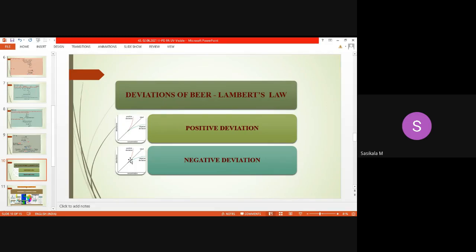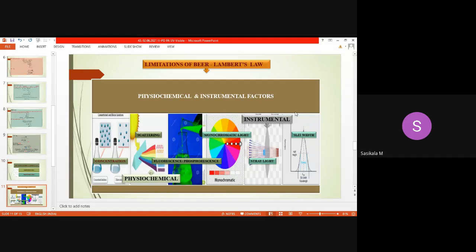So we need to find out at what concentration range the substance is linear. That concentration range only must be taken to plot the linear curve. If you know the positive and negative deviations, we can confirm the linearity of that substance. So this deviation is important.